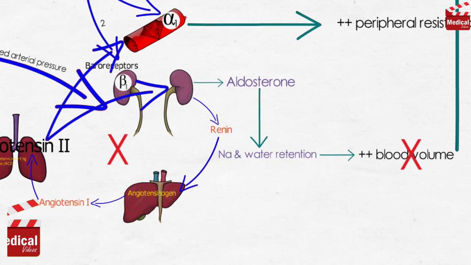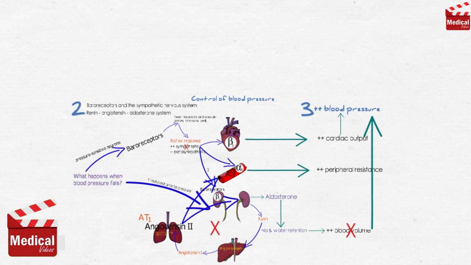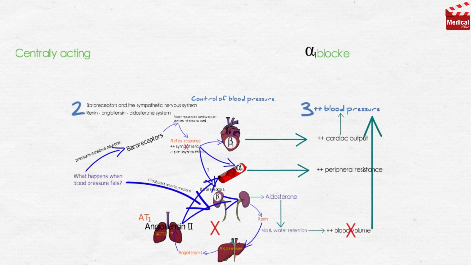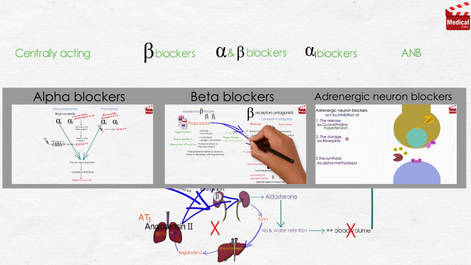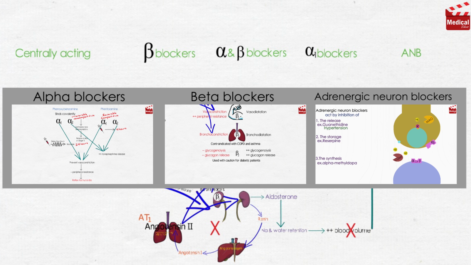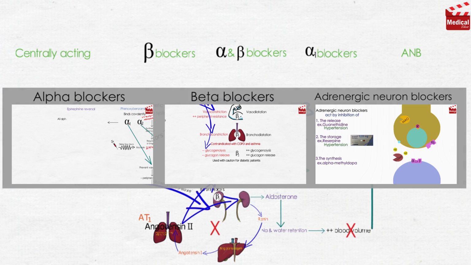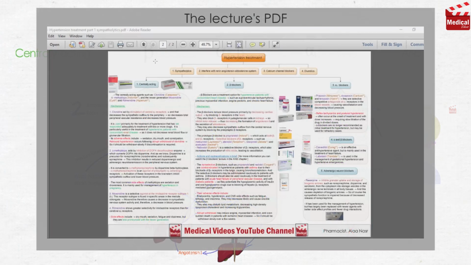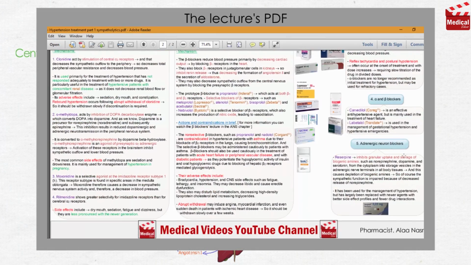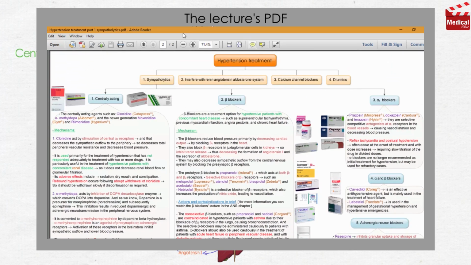In this lecture we'll discuss the sympatholytics that can be used to manage hypertension. As we know from the lectures of ANS, sympatholytics could be divided to centrally acting, alpha or beta blockers, both alpha and beta blockers, adrenergic neuron blockers. Note that, all what we'll discuss in this lecture, have been discussed in details in separate lectures before in the ANS chapter. The lecture's PDF will be down in the description, so don't worry about writing down. Let's start.